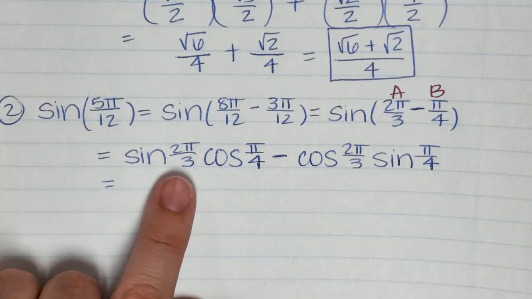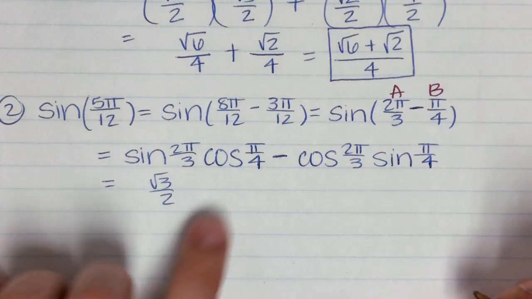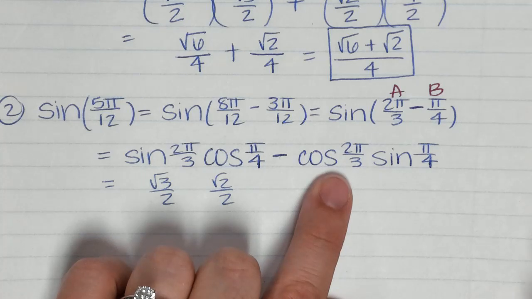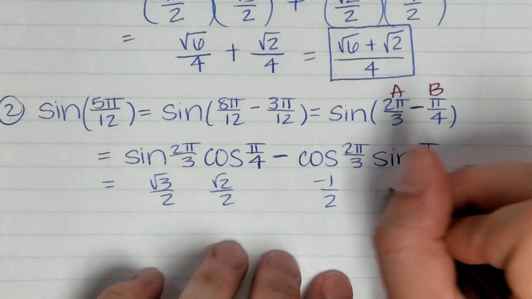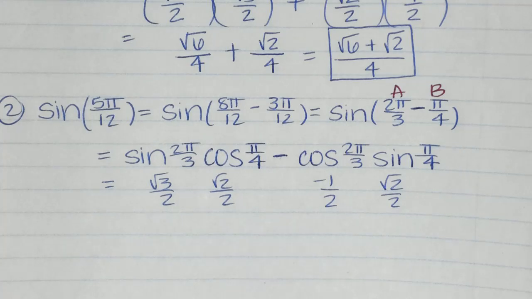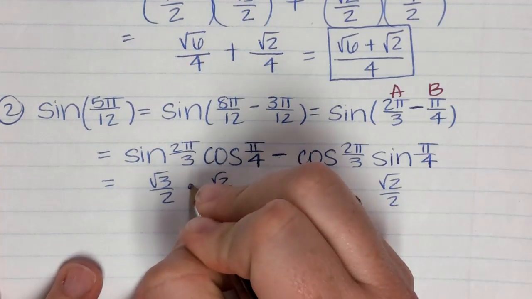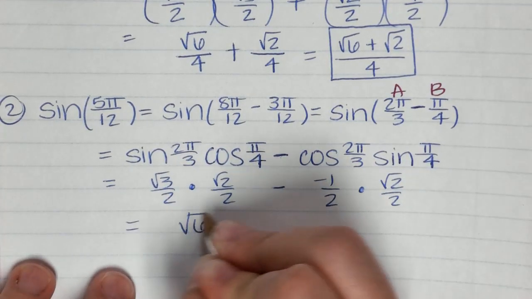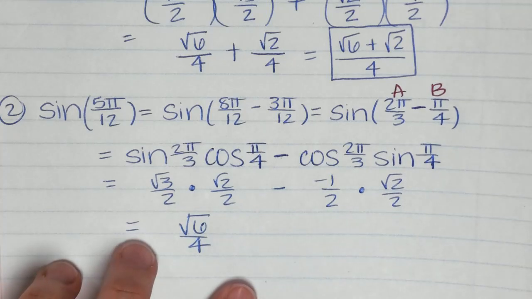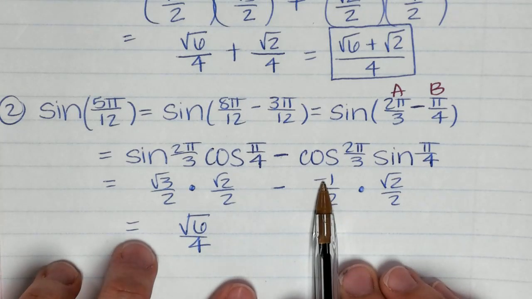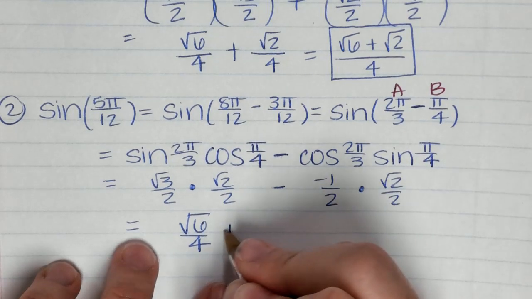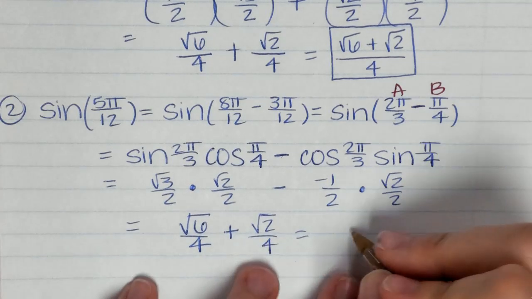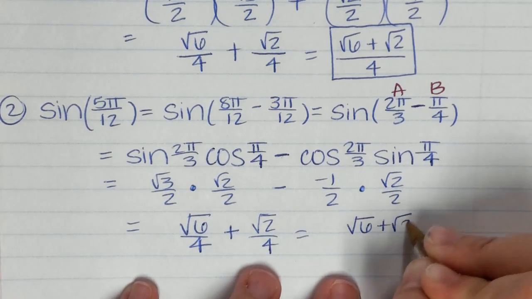So the sine of 2 pi over 3 is square root of 3 over 2. The cosine of pi over 4 is square root of 2 over 2. The cosine of 2 pi over 3 is negative 1/2, and the sine of pi over 4 is square root of 2 over 2. You multiply these, and then you subtract those 2 products. So that is a square root of 6 over 4. Now this one is minus a negative, so it's plus. So I'm going to write a plus, and then square root of 2 over 4. And then I get the square root of 6 plus the square root of 2 over 4.